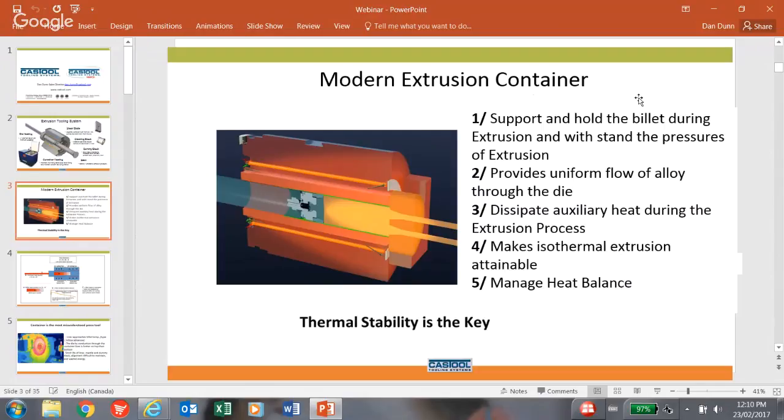We must first look at the container and its basic function. The container must support the billet during extrusion and withstand the pressures of extrusion. It must provide a place where uniform alloy can flow through the die. It also must dissipate auxiliary heat generated by the extrusion process, as well as make isothermal extrusion attainable. Lastly, it must manage the heat balance during extrusion.